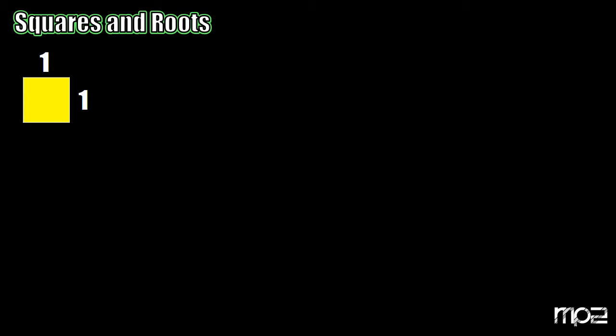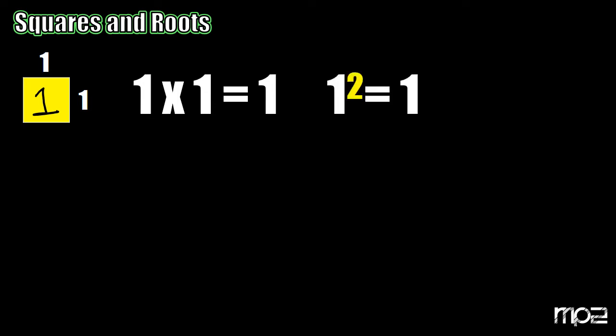So we know the area of a square is the length times width. And so the way we can write that out mathematically is 1 times 1 equaling 1. So I can say that the area of this square is 1. And so we can also write that out as 1 to the power 2 equaling 1. And so the unique thing about the number 1 is that this is actually called a perfect square number.